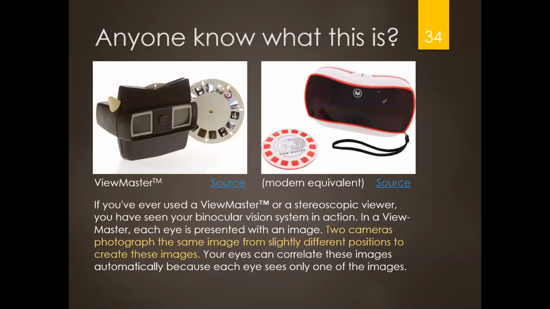You may have seen this before. It's called ViewMaster. When you are wearing this pair of goggles, two cameras photograph the same image from slightly different positions. Be careful with this. This pair of goggles, ViewMaster, is trying to simulate that we're looking at something from two different directions in front of our two eyes to create these images. So you will feel that there is this 3D environment you're immersed in, but you're not actually.